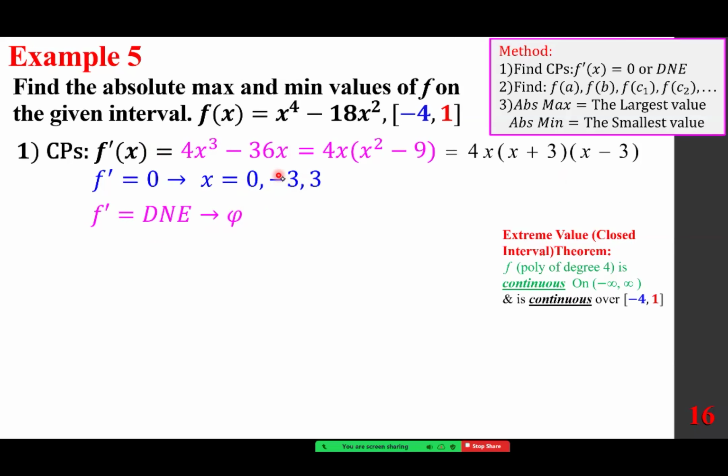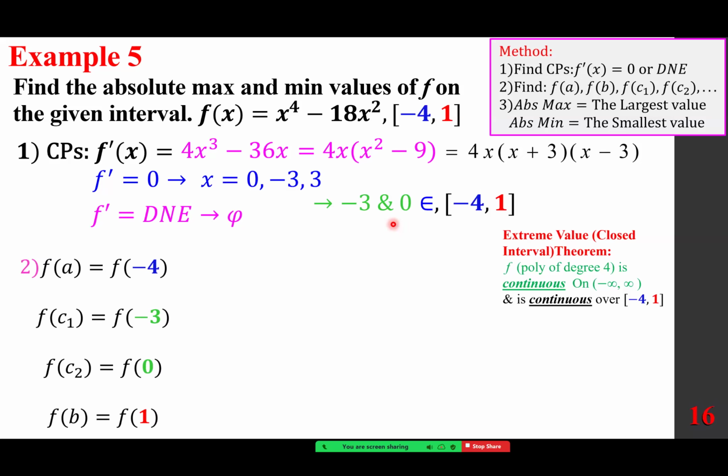But let's check it with the given interval of minus 4 to 1. Is 0 in between? Yes. Is negative 3 in between? Yes. What about positive 3? No. So we can't use positive 3 because it's not in there. We only use what's within the given interval. Okay, everybody? And so let's evaluate the original function at these two endpoints and these two critical points.